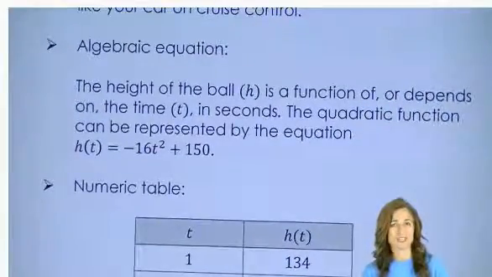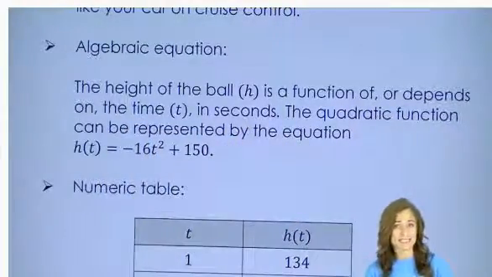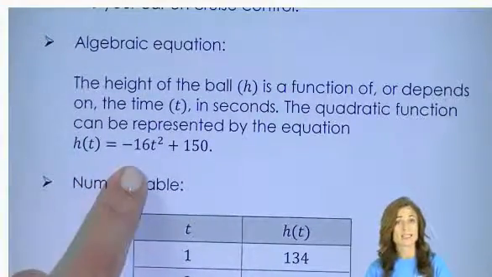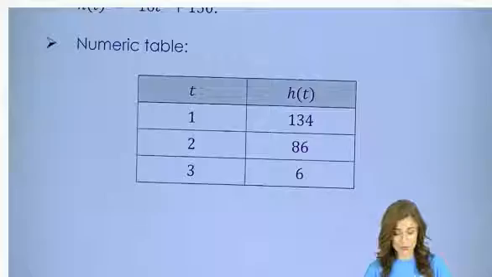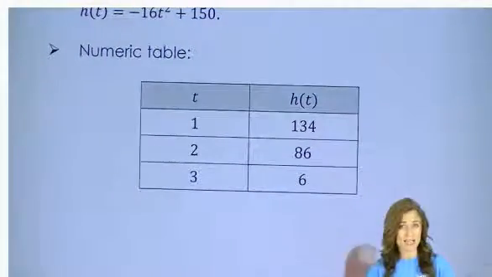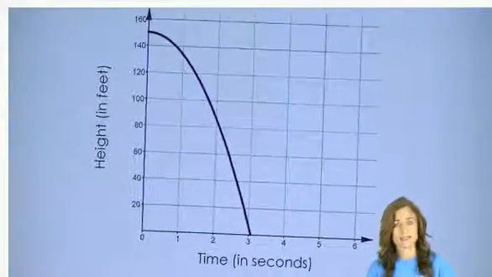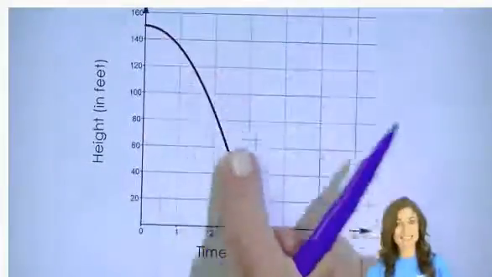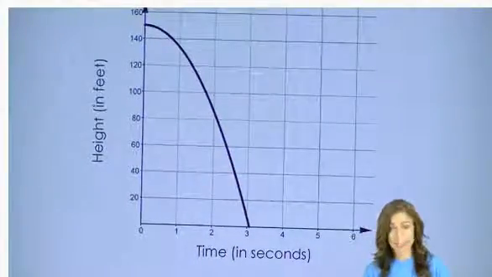The algebraic equation: the height of the ball, h, is a function of, or depends on, time t in seconds. The quadratic function can be represented by the equation h of t is equal to negative 16t squared plus 150. And when we look at this numeric table, we see that we don't have that constant rate of change in this one. Next, let's look at the graph of our quadratic function. We see that it's not linear. Remember, it forms what we call a parabola, and this is half of a parabola. And we see that it's going faster and faster the closer it gets to the ground.